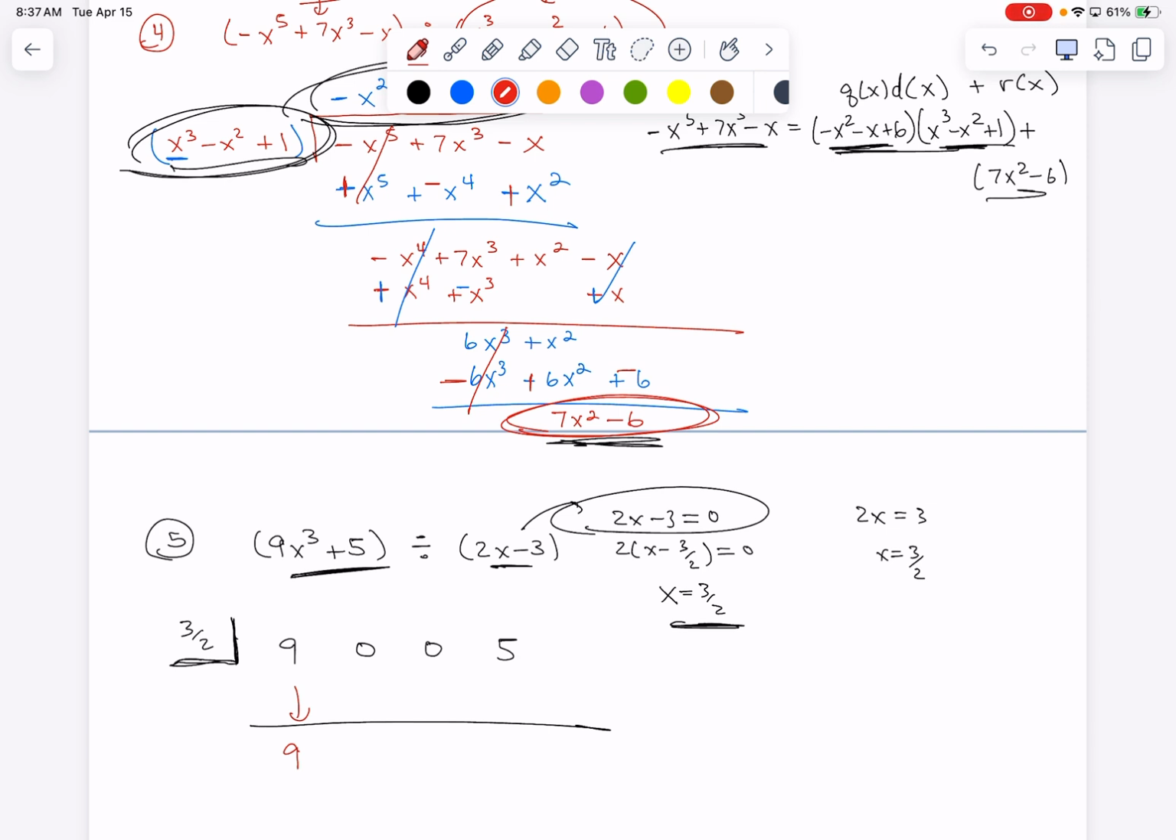9 times 3s. The 2 in the denominator, just divide by it. Can I do 2 into 9? No. So then just go 9 times 3. So it's 27 halves. Good thing I've got zeros going on, would you agree? Because then I don't have to worry about finding a common denominator right now. What's 0 plus 27 halves? 27 halves. All right, what's 27 halves times 3 halves?